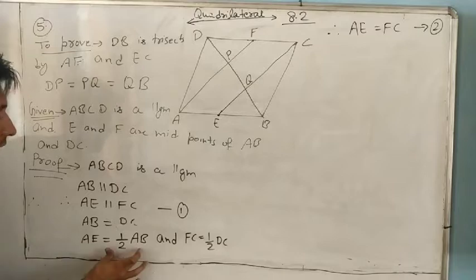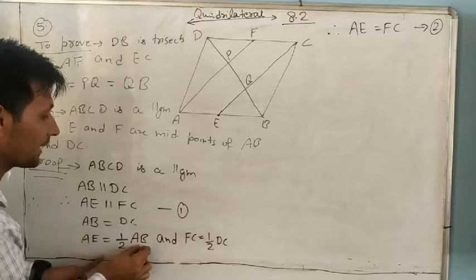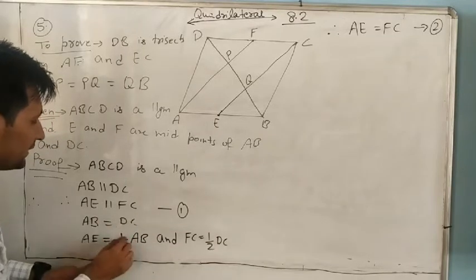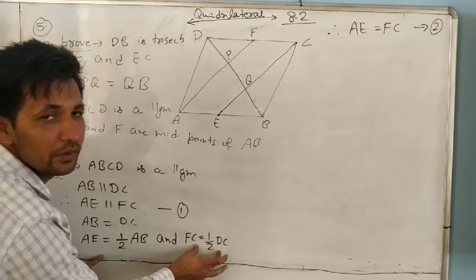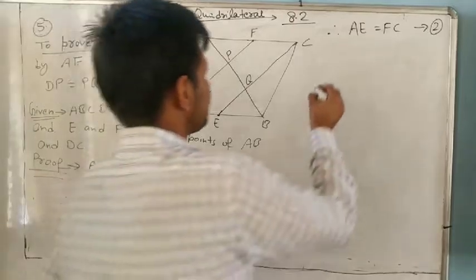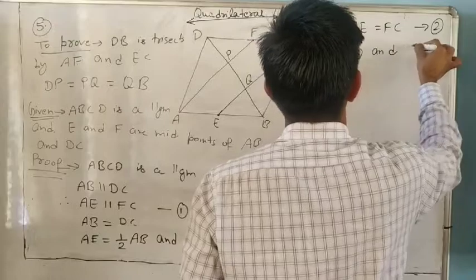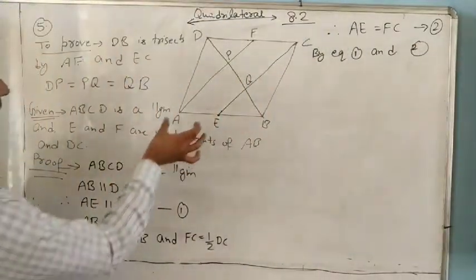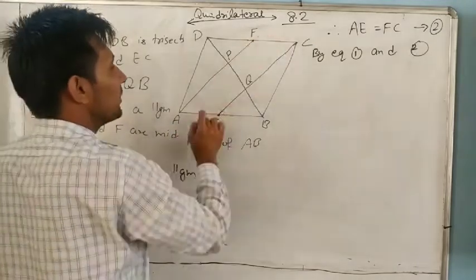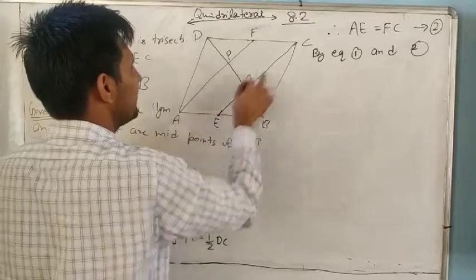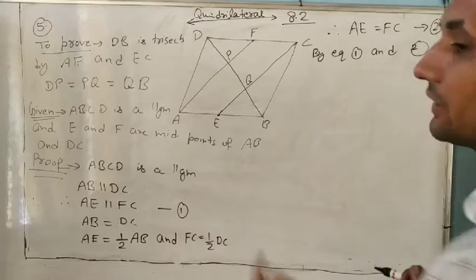Why? Because AE is half of AB and FC is half of DC, but AB and DC are equal. In place of AB, you can put DC. AE is half of DC, FC is half of DC, which means both are equal. So by equations 1 and 2, AE equal to FC and AE parallel to FC. It means one pair of opposite sides are equal and parallel in quadrilateral AECF. It means it is a parallelogram.